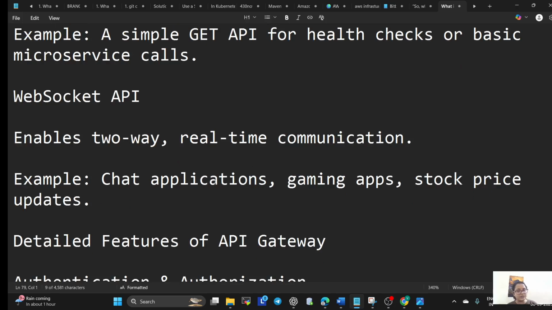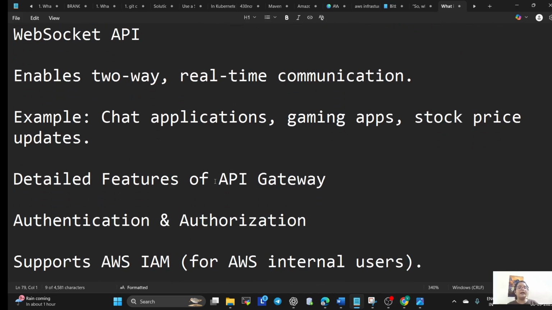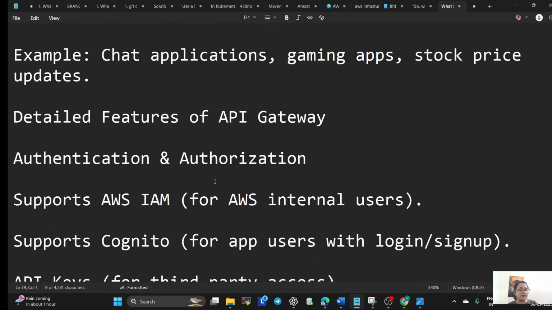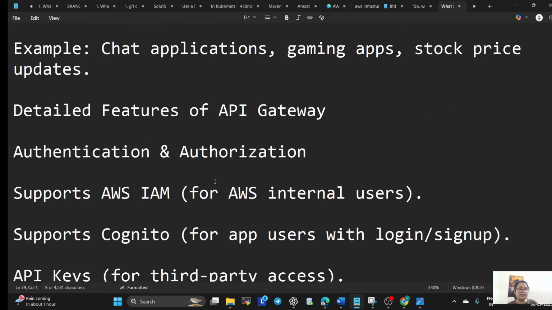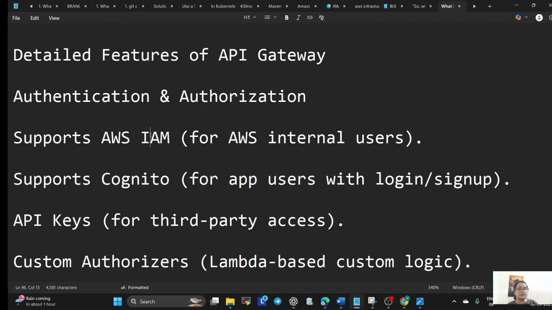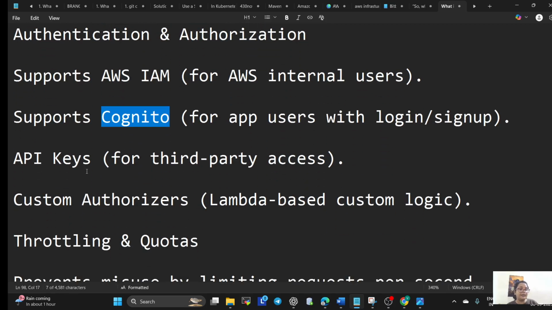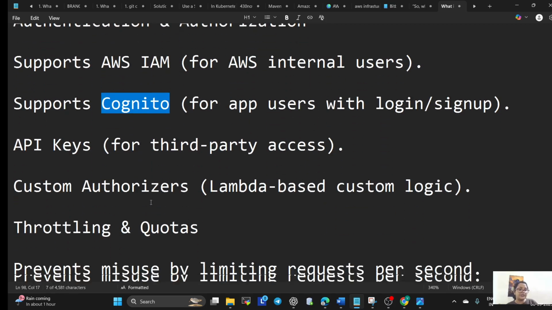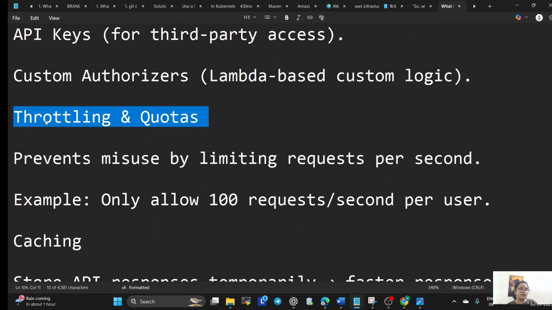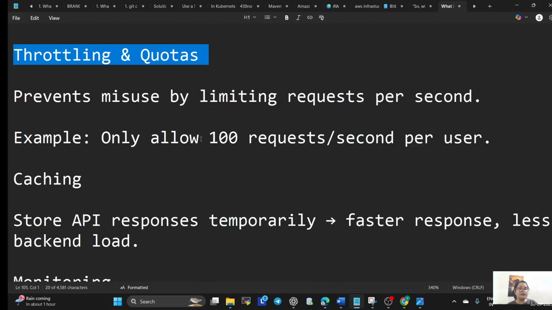Gaming applications, stock price updates. And the detailed features of API Gateway: it has authentication and authorization, and it even supports IAM also. It supports Cognito also, and API keys, custom authorization, throttling. I told you about throttling and quotas. It prevents misuse by limiting requests per second. Example, only allow 100 requests per second per user.